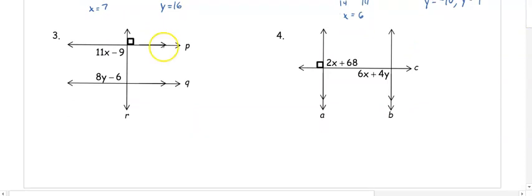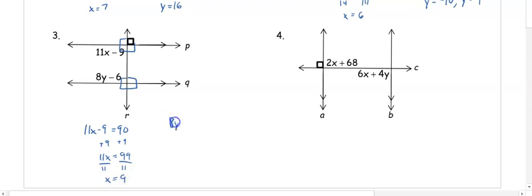In number three, we see that P is parallel to Q because they have these extra arrows. We also see one 90-degree angle, which means that all of these angles are now 90-degree angles. So we have 11x minus 9 equals 90. We can add 9 to both sides. 11x equals 99. We can divide by 11, so x is 9.